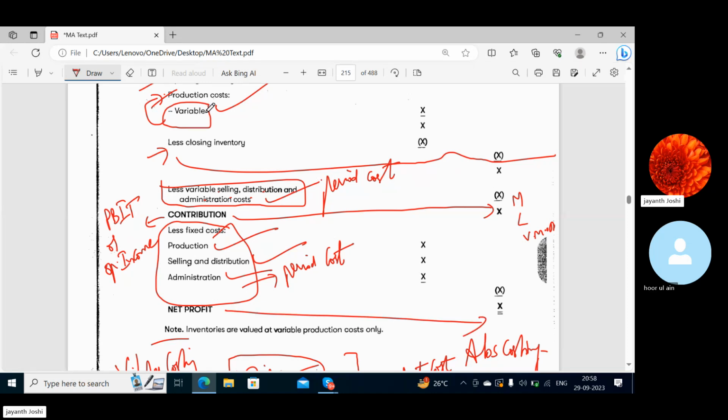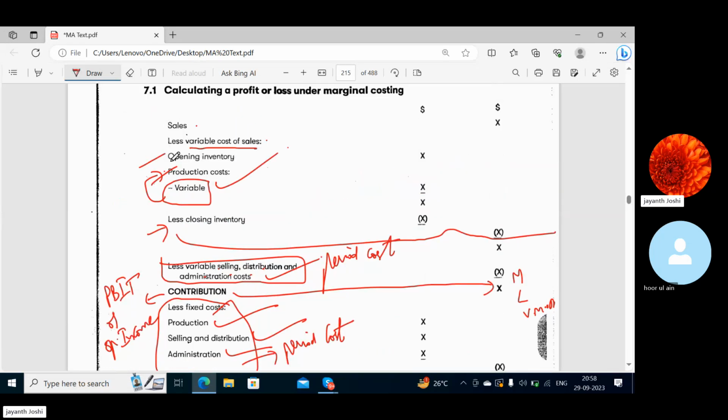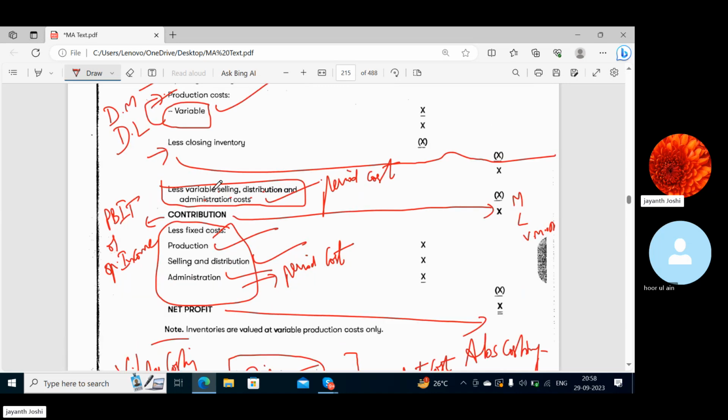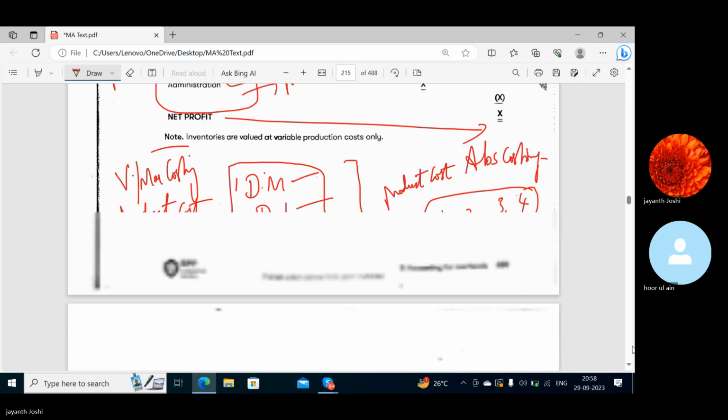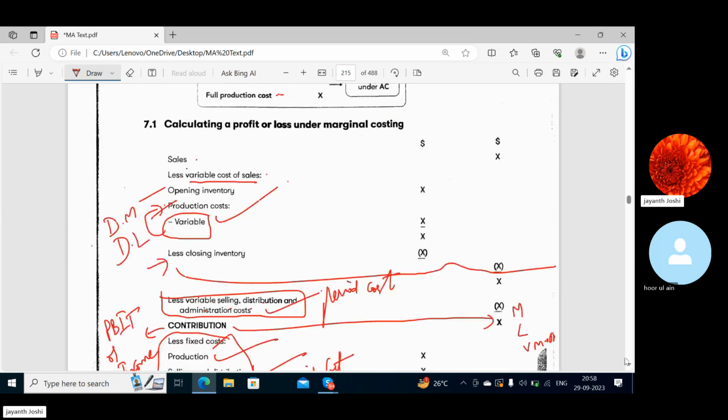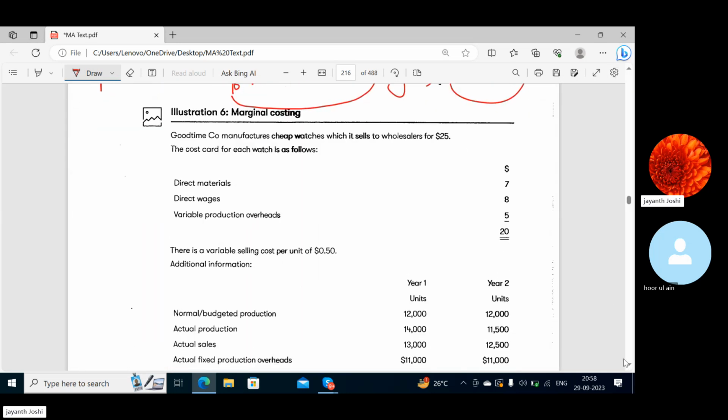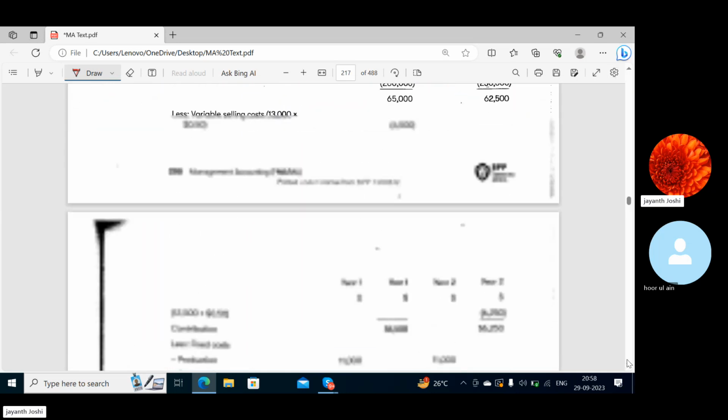Yeah, only direct material, direct labor, and variable manufacturing cost has been taken as product cost. Rest all, whether it is variable administrative, selling and distribution expenses or fixed manufacturing overhead, or administrative and selling expenses, all are period cost. Okay, then you get net profit. So the format is very clear. The differences have been given to you. You need to do a question here. So will you solve this? Illustration 6, we will do this.